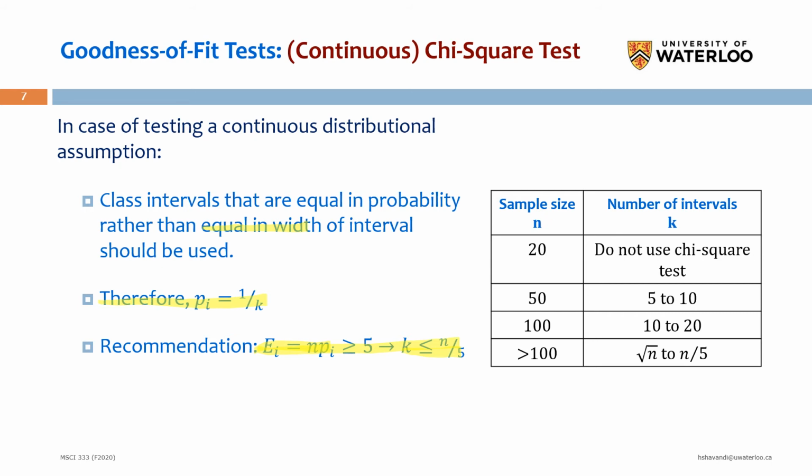So for example, if the sample size is 20, then it's recommended not to use the chi-square test because the sample is not large enough. If we have 50 as the sample size, then any number of intervals between 5 and 10 would be good for the chi-square test, and so on. Okay.